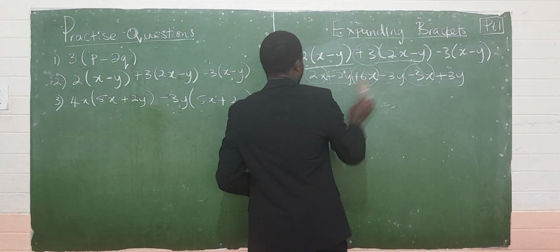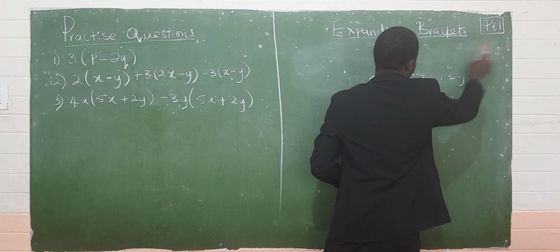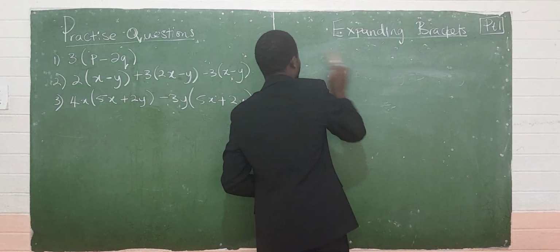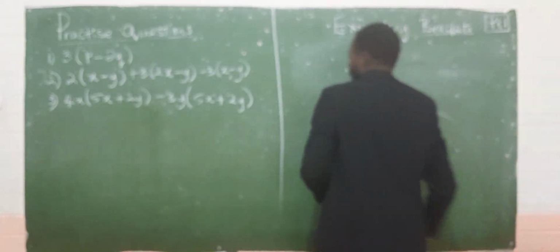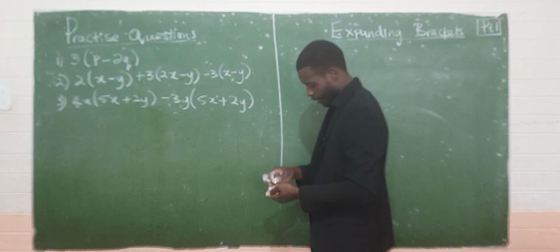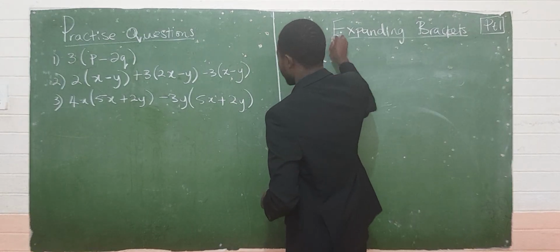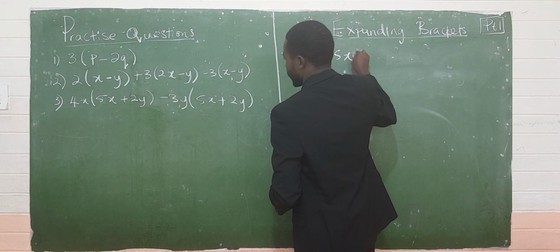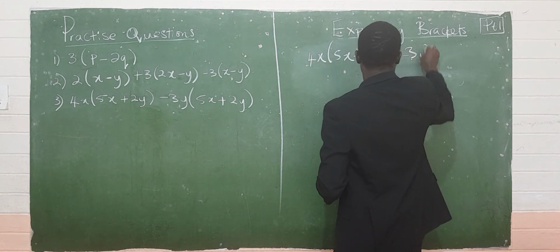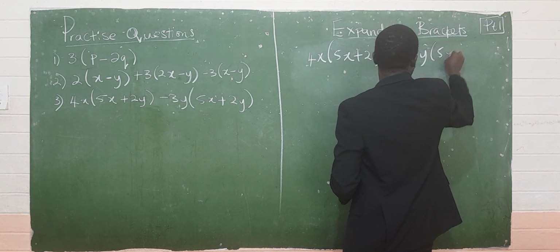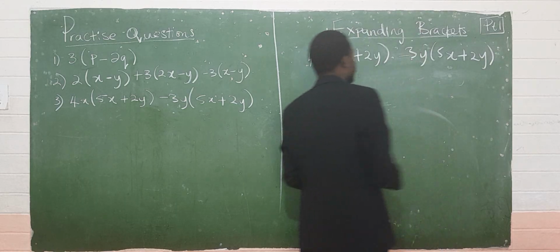If you also feel confident that you can give the next one a try, go ahead, give it a try, and compare your solutions to mine. But if not, it's still fine, we can try together, okay? We have 4x in bracket 5x plus 2y minus 3y, 5x plus 2y in bracket.